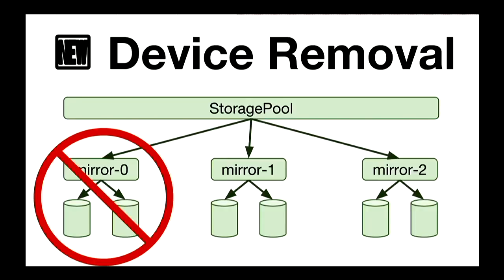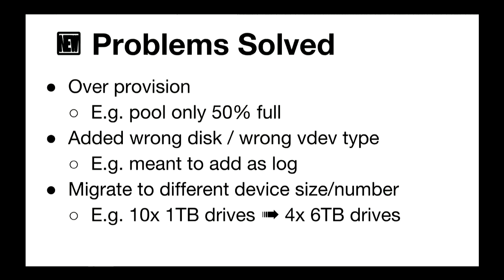This is kind of distinct from, say, zpool detach, which lets you take a mirror and take 1 disk out of the mirror. In that case, you're affecting the redundancy of the pool, but you're not affecting the usable space. So with device removal, we're reducing the amount of usable space here. So first of all, why would you want to do this? What problems does this solve?